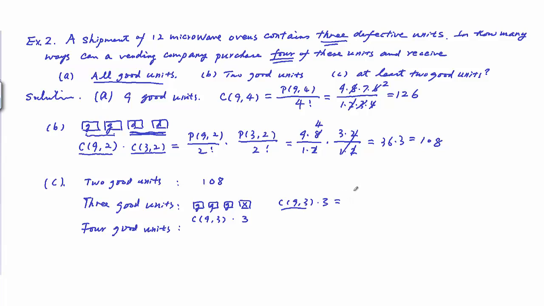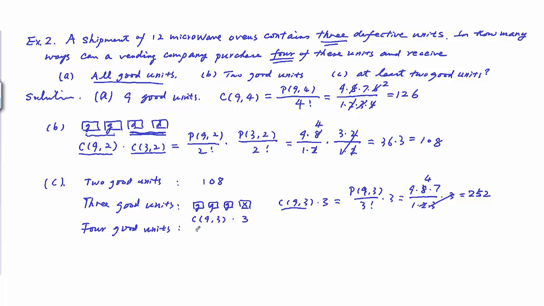Then combination of 9, 3 is permutation of 9, 3 over 3 factorial. So that will be 9, 8, 7 over 1, 2, 3 for 3 factorial, times 3. So you cancel this one. You cancel 2 with 8, you get 4. So 9 times 4 times 7, and that gives you 252 ways.